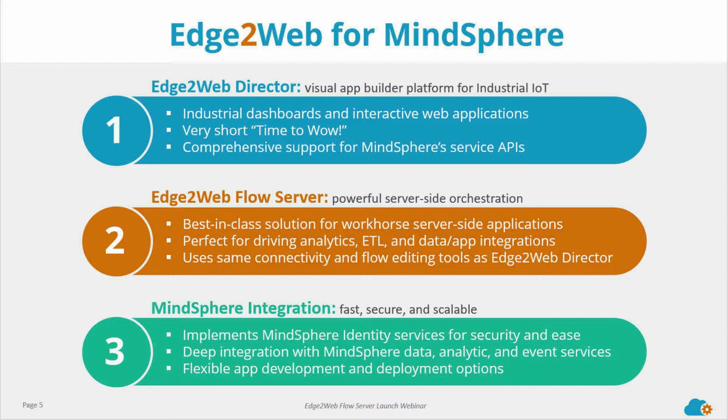Edge2Web Flow Server, as I mentioned a moment ago, is a powerful server-side orchestration solution. So you use Flow Server to build server-side apps that are not necessarily user-facing, but access the data from MindSphere, do meaningful work with that data whenever it's appropriate, write results back into MindSphere, and also whenever it's appropriate, integrate with other enterprise applications and notify applications and users about what's going on.